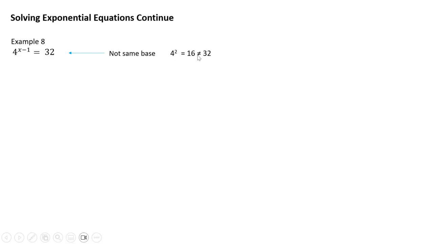Let's see. 4 squared is equal to 16. That's not equal to 32. So let's try 4 cubed. You see, that's too much, which means they both have to have the same base. So we're going to see if they have a base in common. We should know that 4 is equal to 2 squared, and 32 is equal to 2 to the 5th power. You see, now they share the same base.